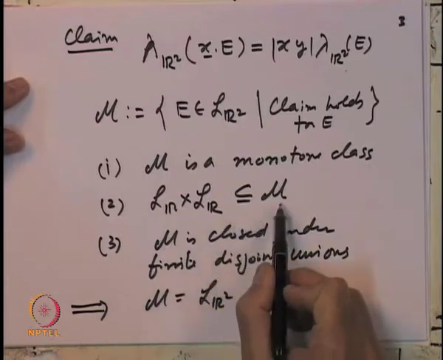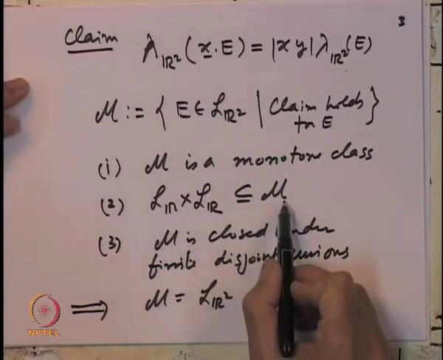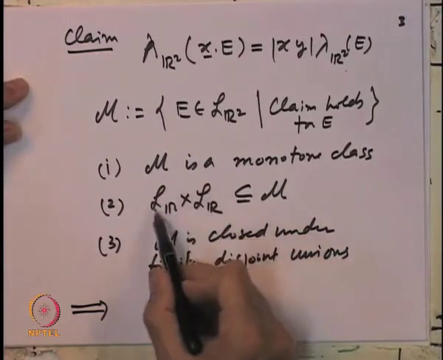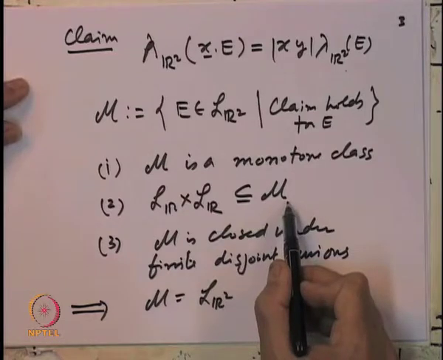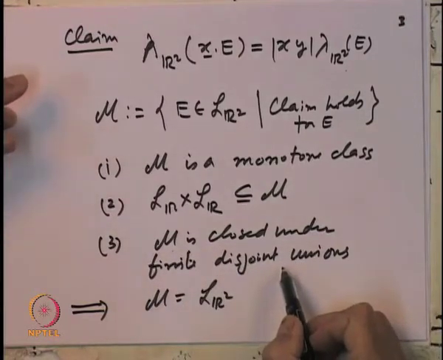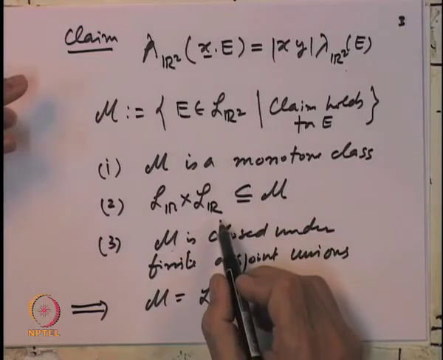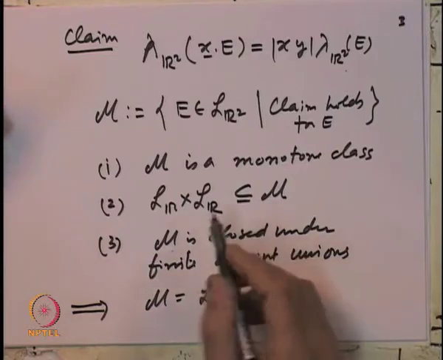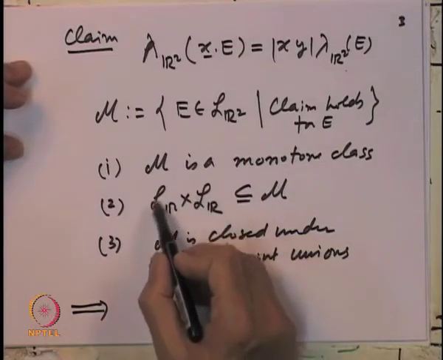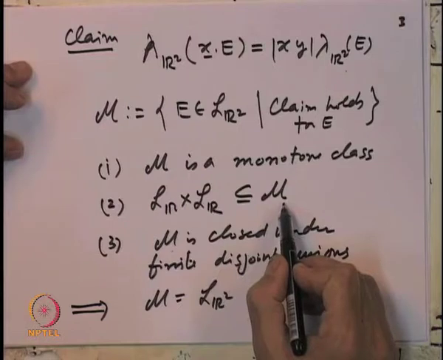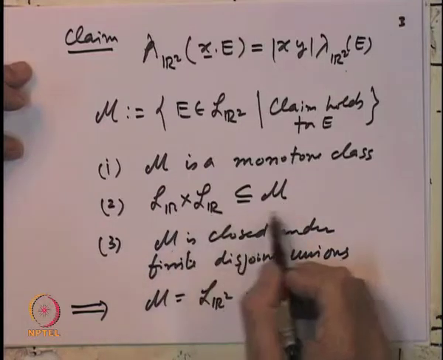Because these rectangles are inside M. So, the second step says the rectangles are inside M, and the first one says M is a monotone class. So, the monotone class generated by these rectangles will be inside M. Now, the third property says that M is also closed under finite disjoint unions. So, once it is a monotone class and it is closed under finite disjoint unions, that will imply that the algebra generated by L r cross L r also is inside M. So, the monotone class generated by L r will be inside M.